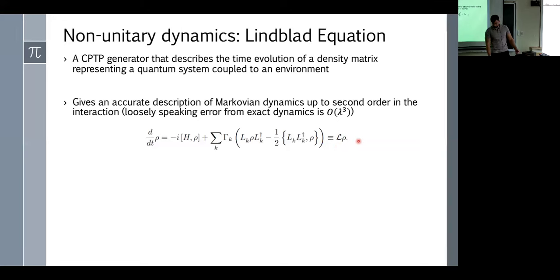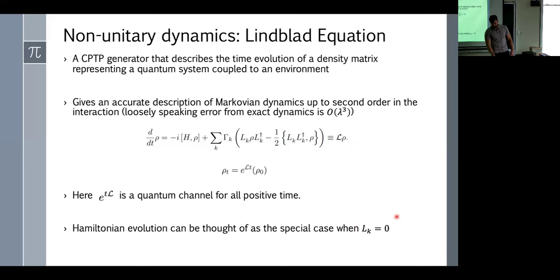And similarly to the Schrodinger equation, it has a propagator that looks like this, which doesn't depend on a history of the bath or anything like that. However, now we're dealing with non-unitary dynamics, which are not trivial to handle with our state-of-the-art Hamiltonian simulation algorithms. Another important fact is that this is a quantum channel, one that is completely positive. And like I said, Hamiltonian evolution is recovered when all these L's are zero, and we have just our one-line equation here.